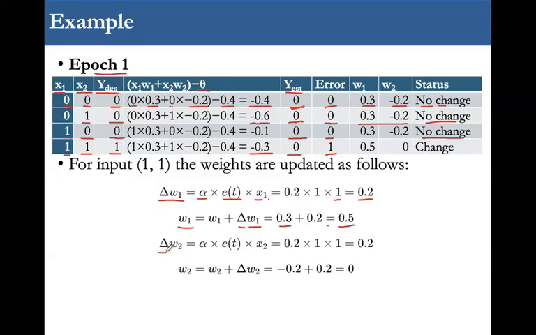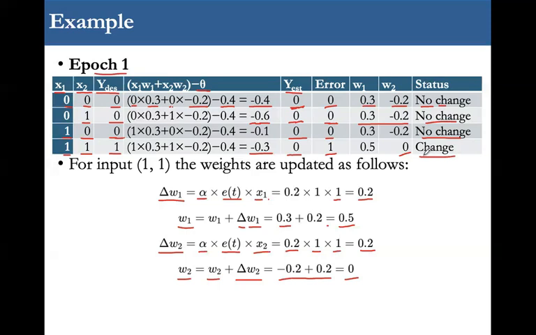Similarly, we calculate delta W2. Delta W2 equals learning rate times error times x2. Learning rate is 0.2, error is 1, x2 is 1. So we get 0.2. Then we update W2. W2 is the initial W2, which is minus 0.2, plus delta W2. The delta W2 is 0.2. So minus 0.2 plus 0.2 equals 0. The new weight is 0 and there is a change.